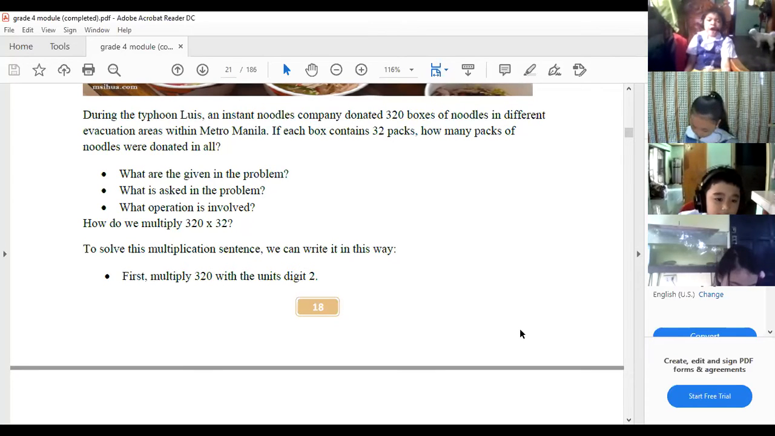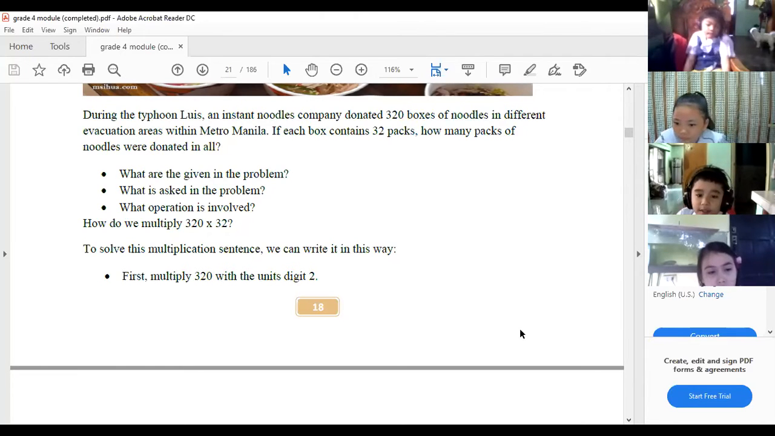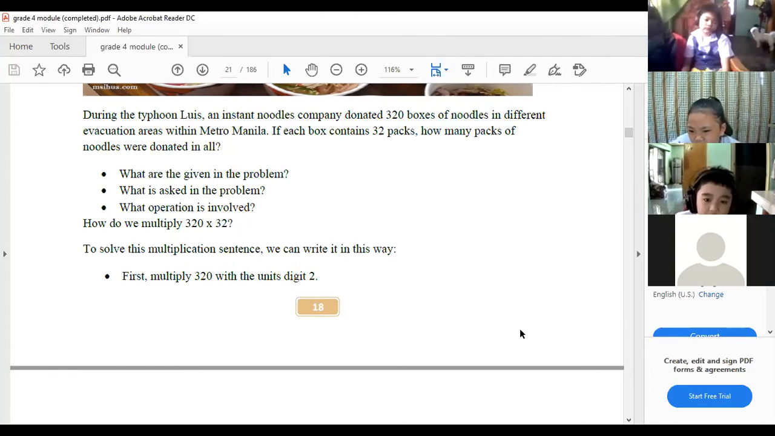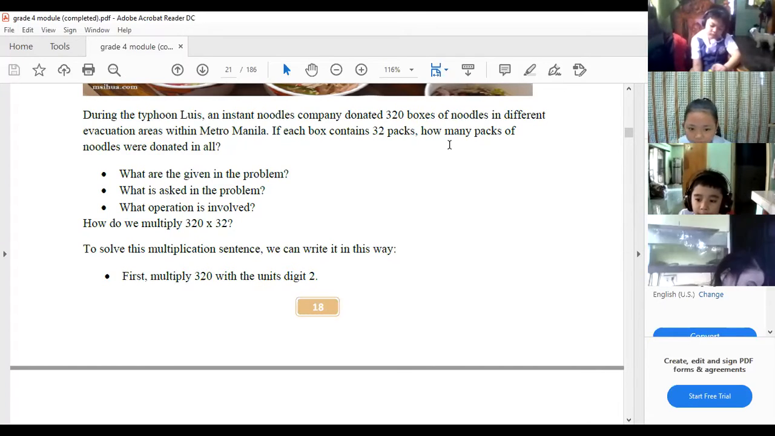evacuation areas within Metro Manila. Each box contains 32 packs. How many packs of noodles were donated in all? Okay, so let's answer. I will repeat the problem. During Typhoon Luis, an instant noodle company donated 320 boxes of noodles in different evacuation areas within Metro Manila. If each box contains 32 packs, how many packs of noodles were donated in all?